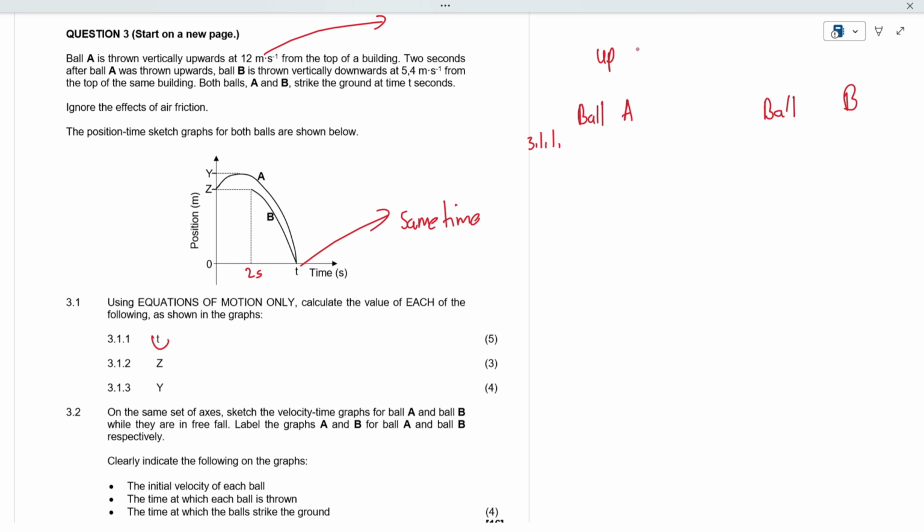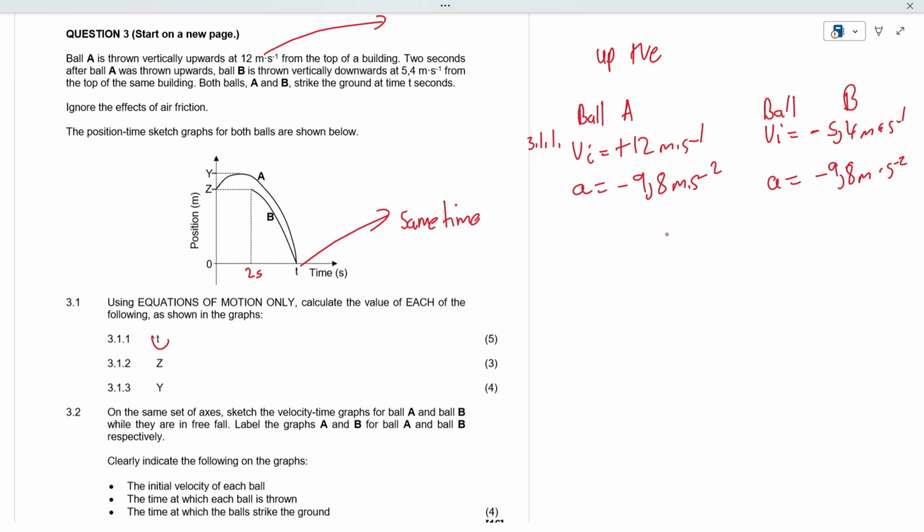Then it says that 2 seconds after ball A was thrown, ball B was thrown vertically downwards at 5 meters per second. So this one is for ball B, which is minus, because up is positive and down is negative. We are just listing the variables, and then we'll see where they lead us. The variable which is always there is gravitational acceleration, which is negative 9.8 meters per second squared.